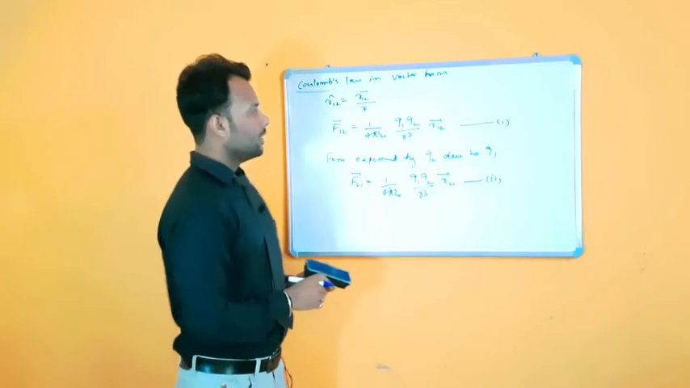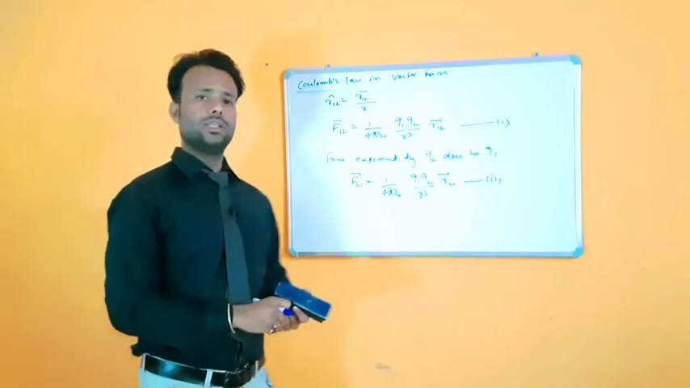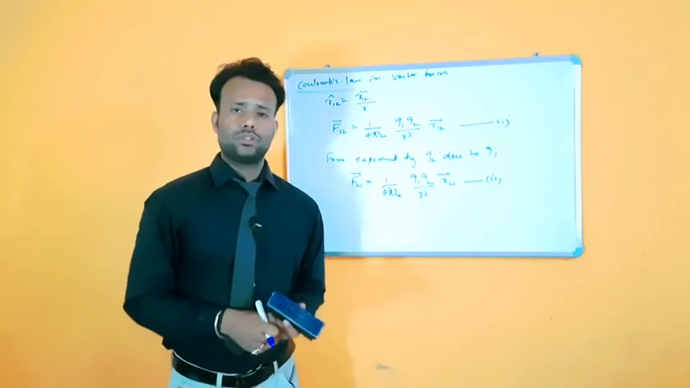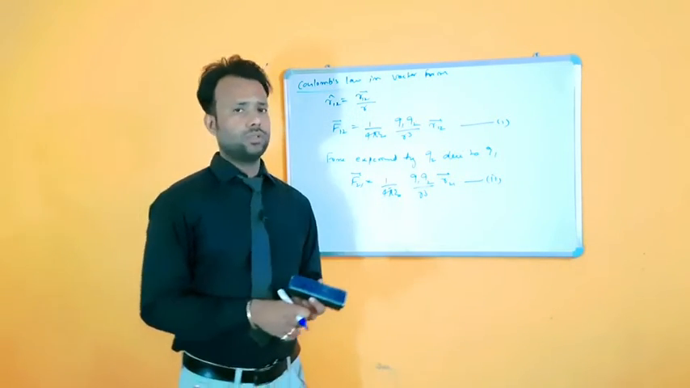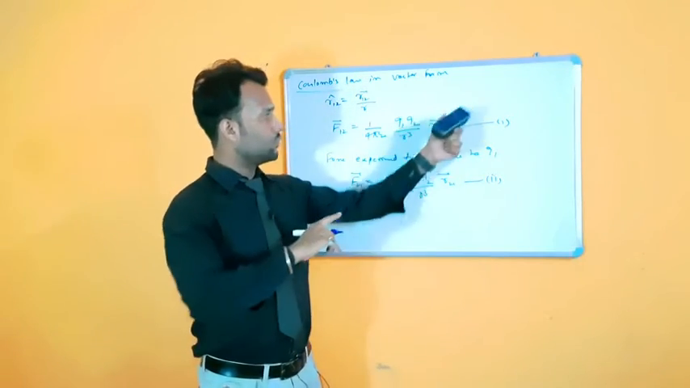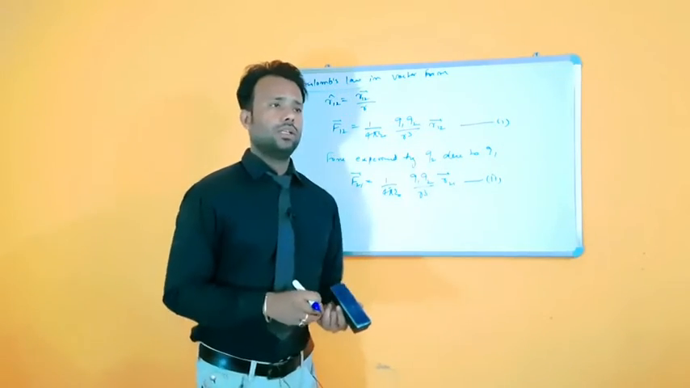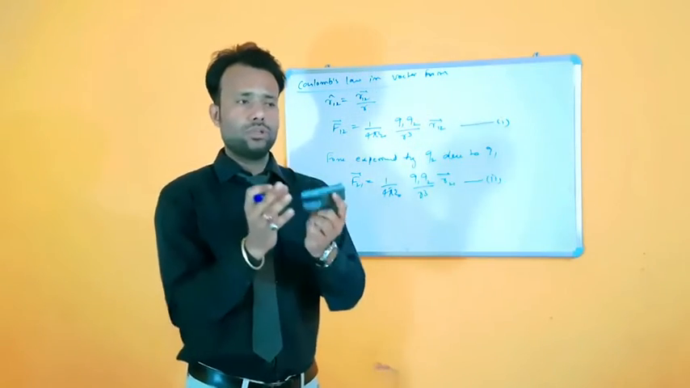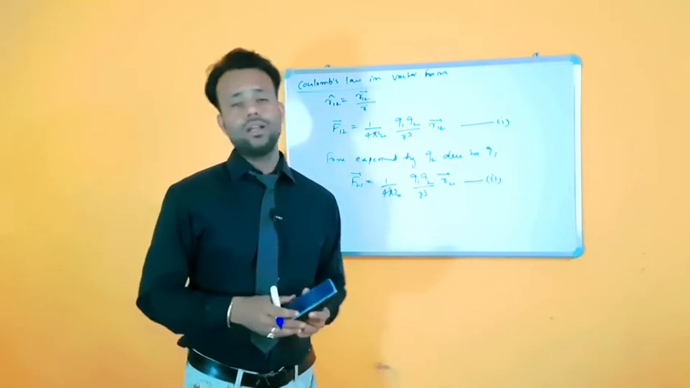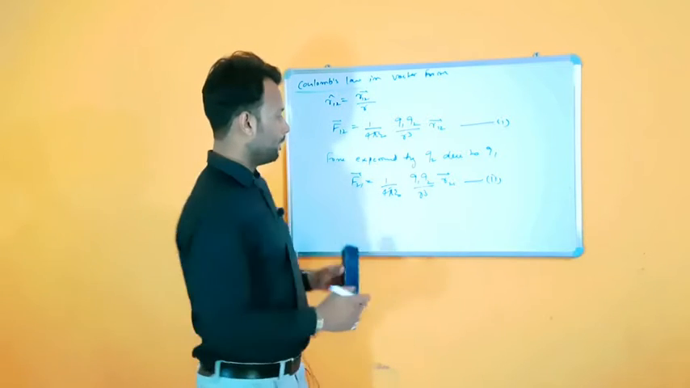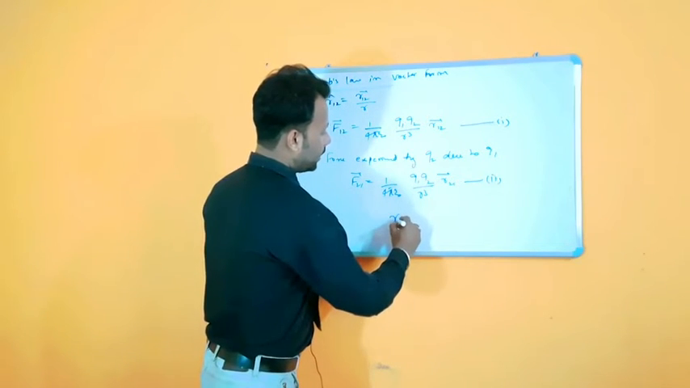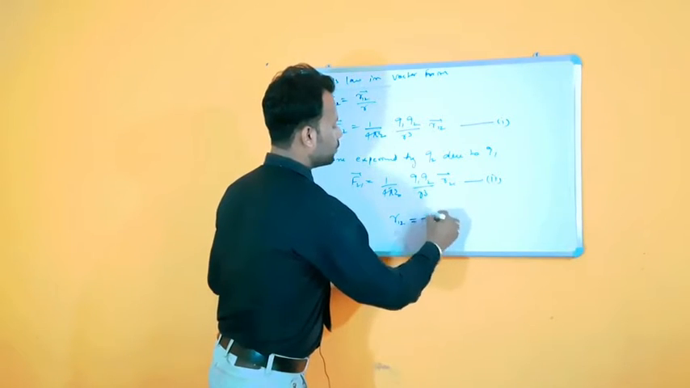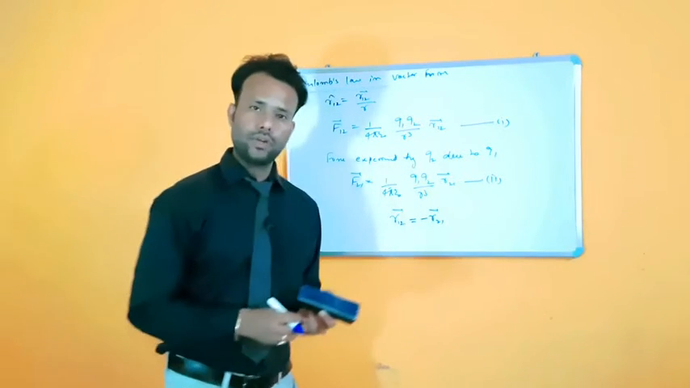Now, what is r12 and what is r21? These are basically position vectors between the charges q1 and q2. And you know from the previous diagram which I made here that r12 is equal to minus r21, because they are equal in magnitude but opposite in direction. So we know that r12 is equal to minus r21, right?